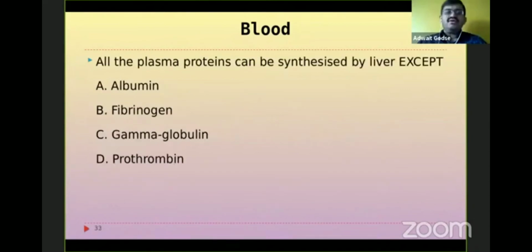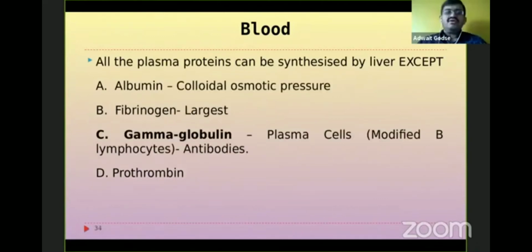Let's proceed with some questions. All plasma proteins can be synthesized by the liver except, we all know most of the plasma proteins are synthesized by the liver except, answer here is C, gamma globulin. What are gamma globulins? Gamma globulins are antibodies: IgG, IgM, IgA, IgE, and IgD. Functions of all of them you need to know. IgG is the smallest one and it can cross through the placenta, and that is the basis for development of erythroblastosis fetalis.